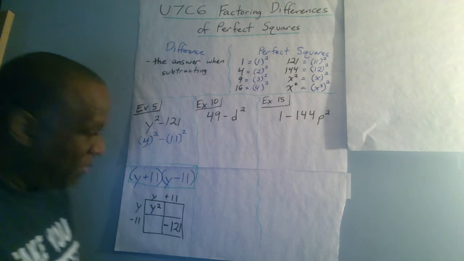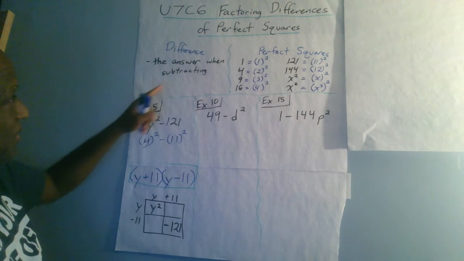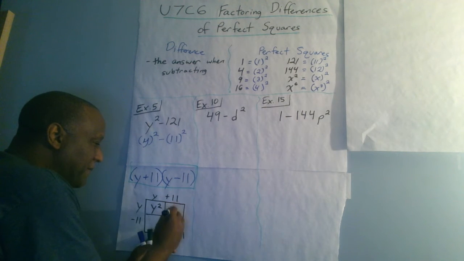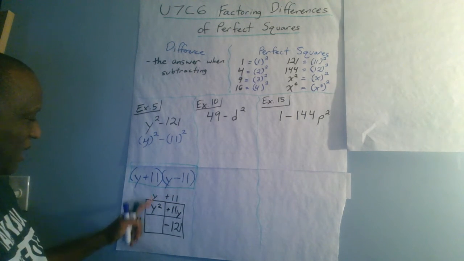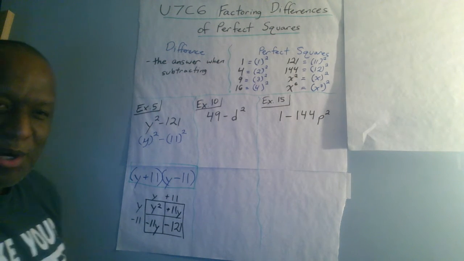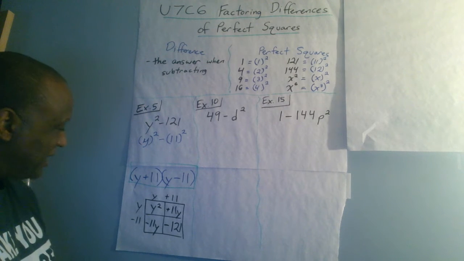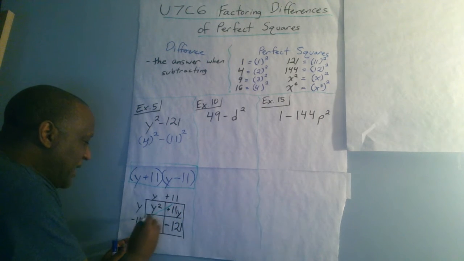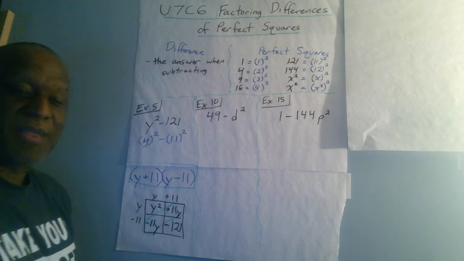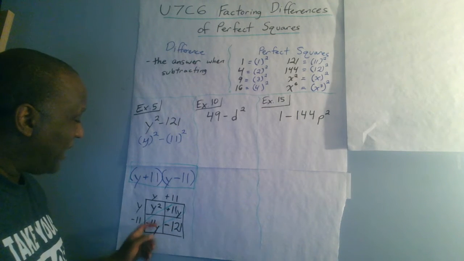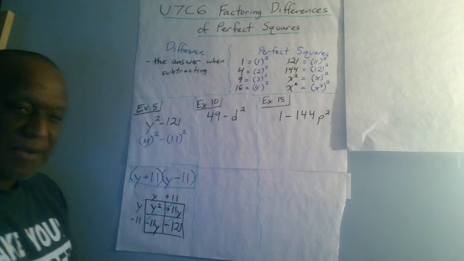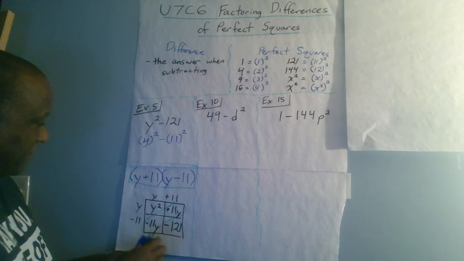Well, watch what happens here when we're doing the difference of two squares, of perfect squares. The y times 11 gives you a plus 11y. But then the y times negative 11 gives you negative 11y. So that middle term that we were getting before, when we were doing our box method, plus 11y and negative 11y is 0. They cancel each other out. Plus 11y and minus 11y is gone. That just leaves us with the y squared minus 121.